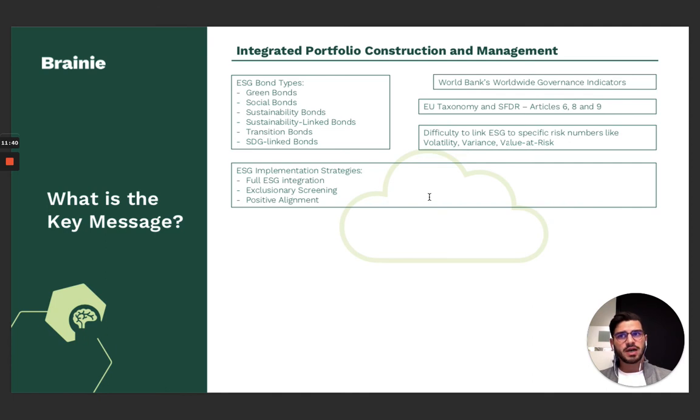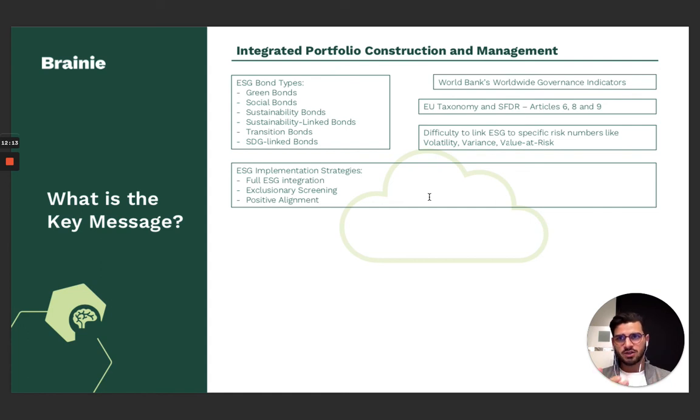SFDR is a broader framework. You will learn important elements to that framework, including DNSH, do no significant harm, PAI, principal adverse impact, and other related acronyms and definitions. The chapter next speaks again about screening, negative, positive, norms-based, and it outlines a suggested process to develop an investment approach based around exclusions.